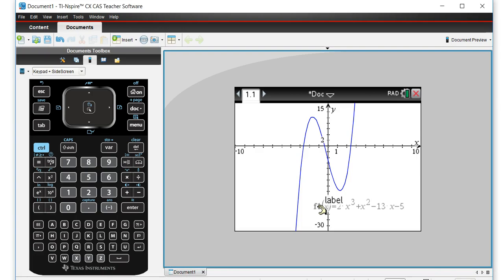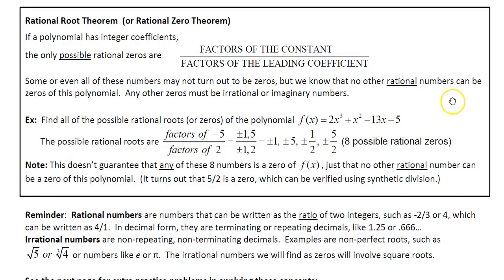So going back to our example here and the rational root theorem, we take the factors of the constant, which is negative 5, and the possible factors of negative 5 are either positive and negative 1 or positive and negative 5, divided by factors of the leading coefficient, which are positive and negative 1 and positive and negative 2.